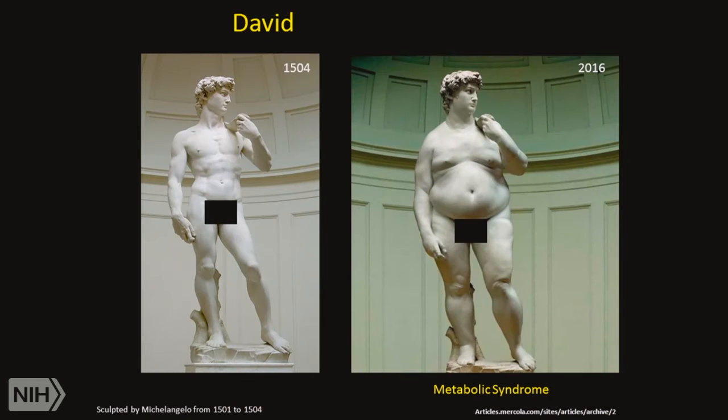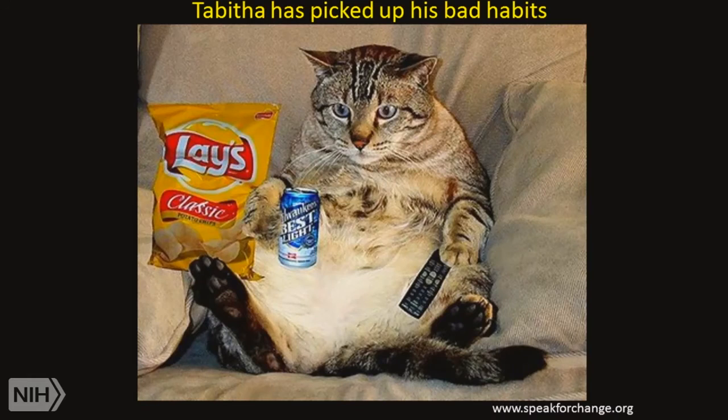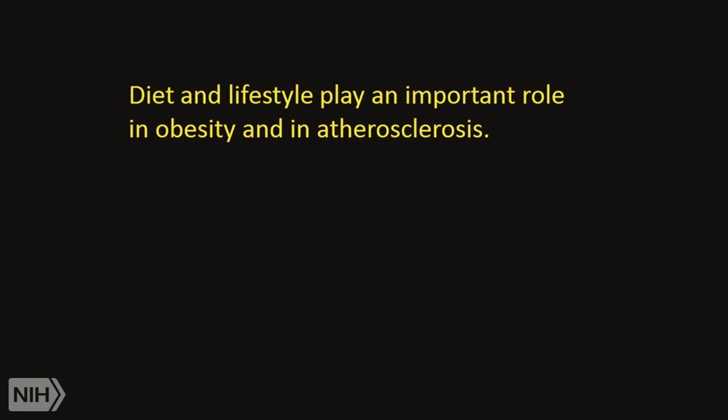So what's happened to him? He's developed the metabolic syndrome. We heard about fatty liver. We heard about insulin resistance. And in fact, this is his copycat, his cat, Tabitha, who's picked up his bad habits. We're teaching our children things like that. So diet and lifestyle play a very important role in obesity.